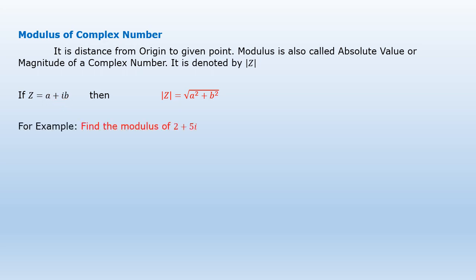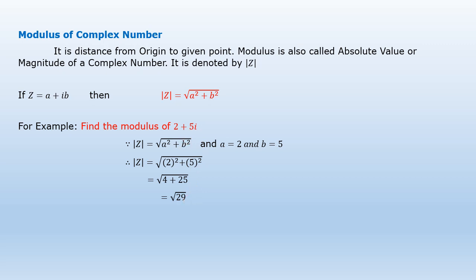For example, we have a question: find the modulus of 2 plus 5i. We'll use the same formula. Here a is equal to 2 and b is equal to 5. So a is replaced with 2 and b is replaced with 5. Now 2 square is 4 and 5 square is 25. So the answer would be square root of 29. Now this square root of 29 is the modulus of 2 plus 5i, and this is the distance from this point to the origin.